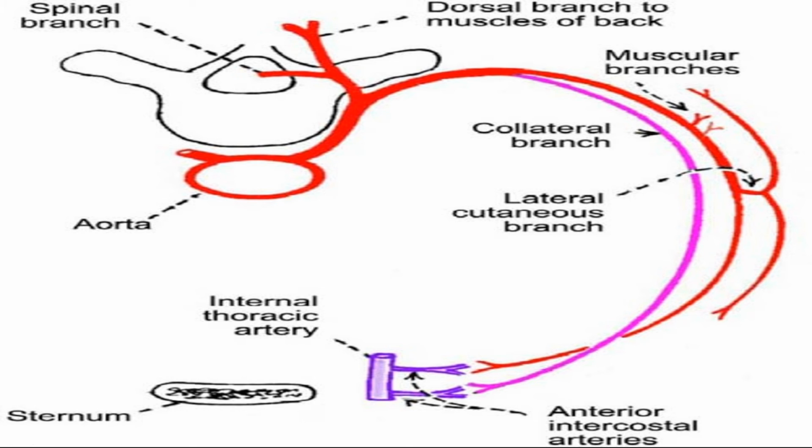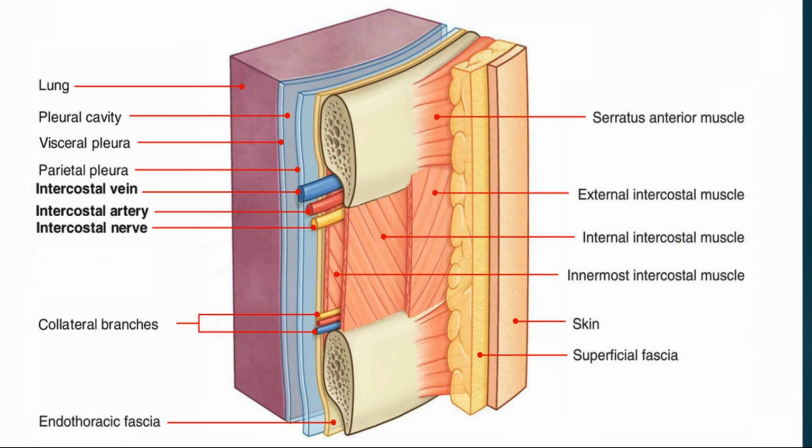And here is how the neurovascular bundle is arranged in the intercostal space. The intercostal artery is bounded by the intercostal vein above and the intercostal nerve below. So it is sandwiched between the intercostal vein and the intercostal nerve.